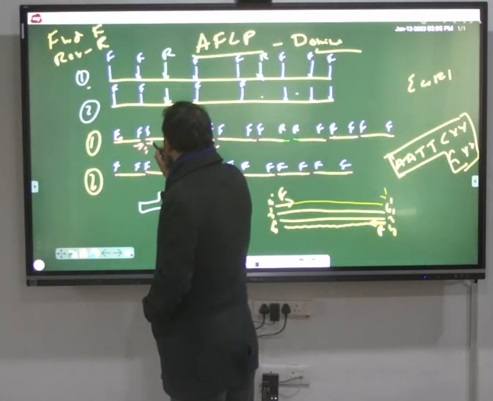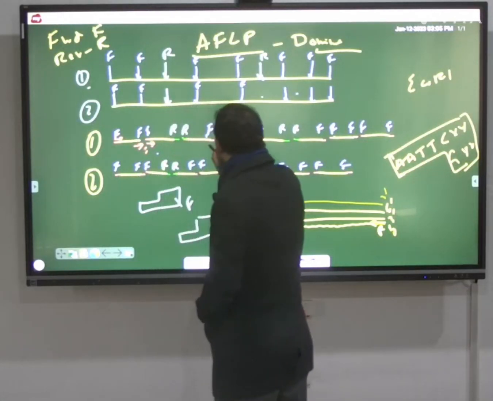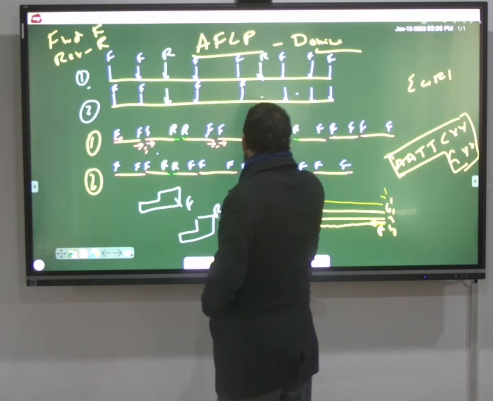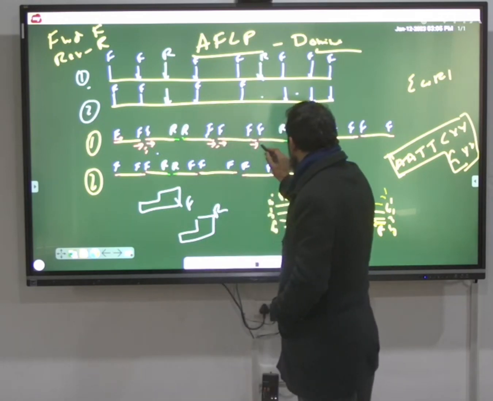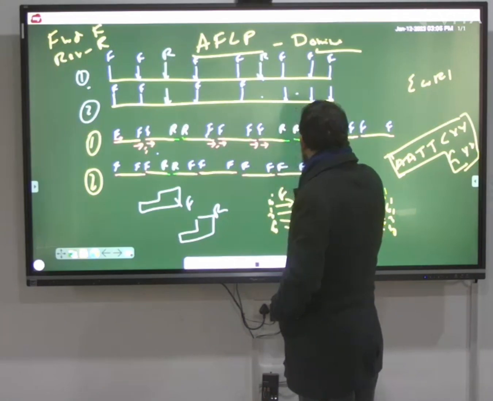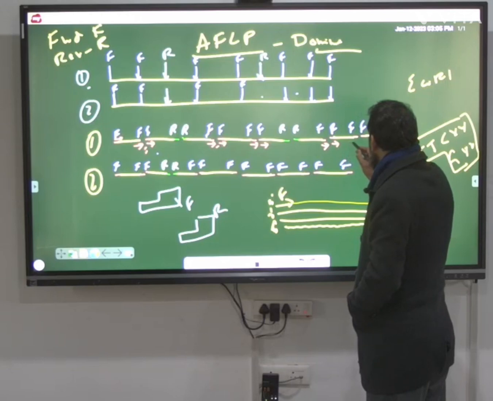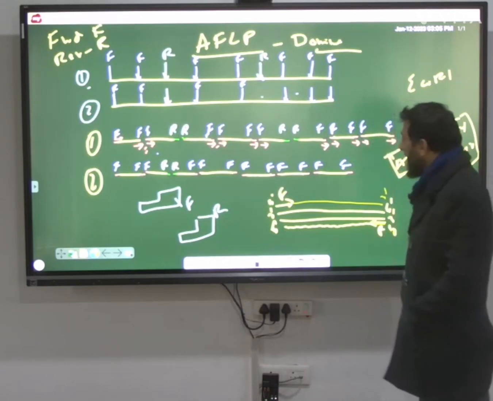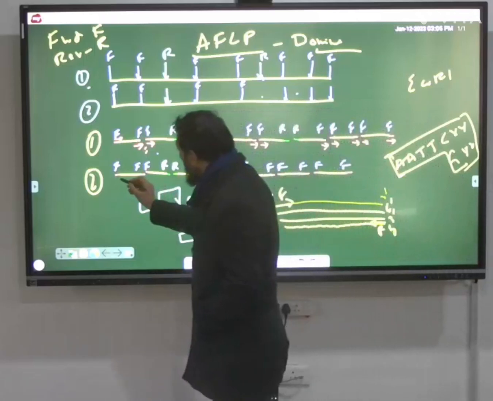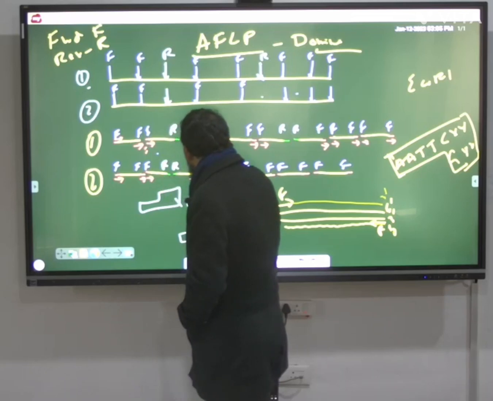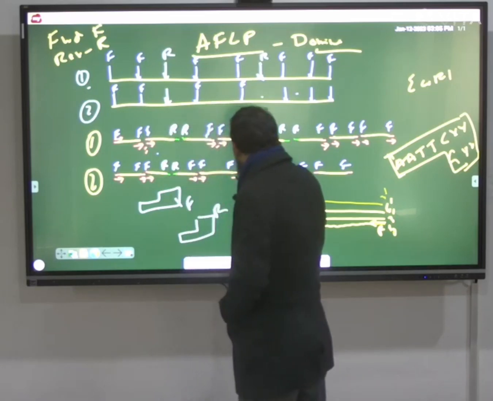This forward will bind like this, okay. This will bind like this, because we are using a forward primer for a. Similarly, same thing. The forward primer will bind like this, like this, like this.